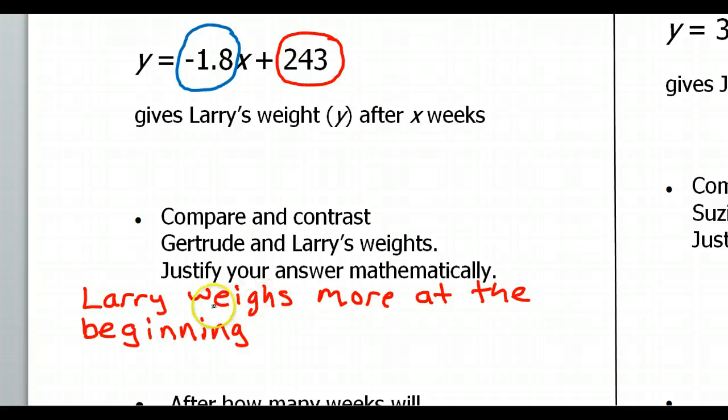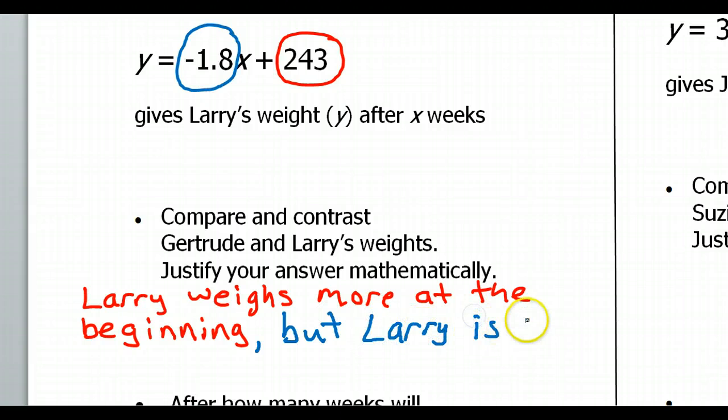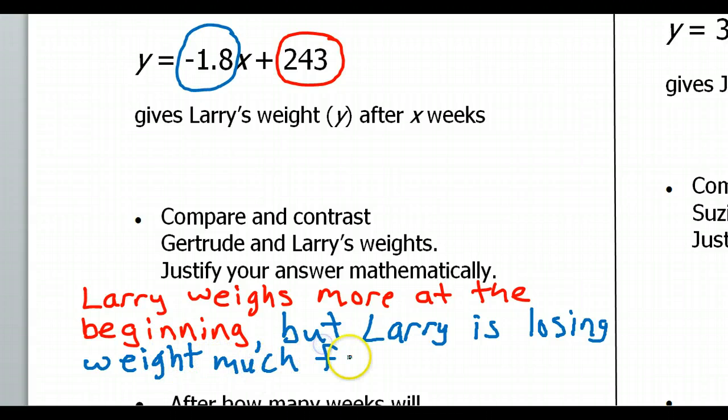So Larry weighs more at the beginning, but Larry is losing weight much faster than Gertrude.